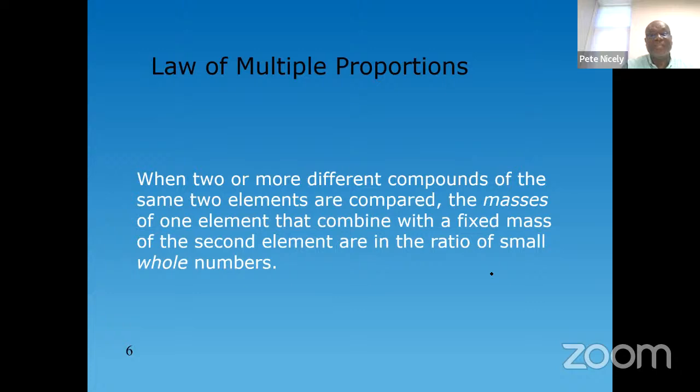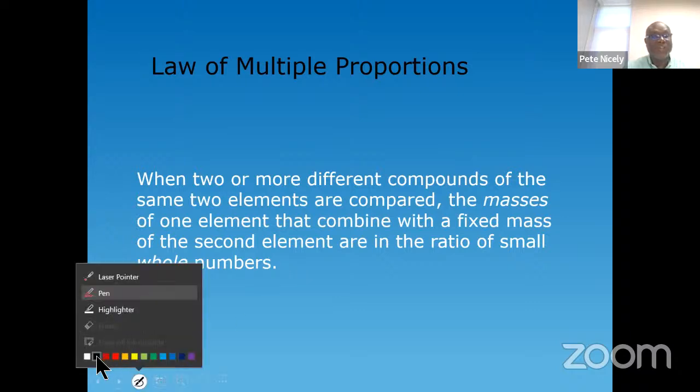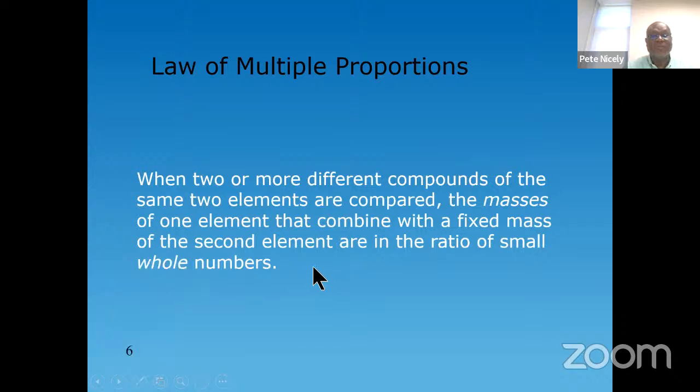Another law that you need to be aware of is what is known as the law of multiple proportions. Now, this one, the way it's worded is a bit lengthy, a bit wordy. It says when 2 or more different compounds of the same 2 elements are compared, the masses of one element that combine with a fixed mass of the second element are in the ratio of small whole numbers. So what that means is that if you have 2 compounds formed from the same elements and you keep the mass of one of them fixed, then the masses of the other element would exist in whole number ratios when you compare their masses between the different compounds.